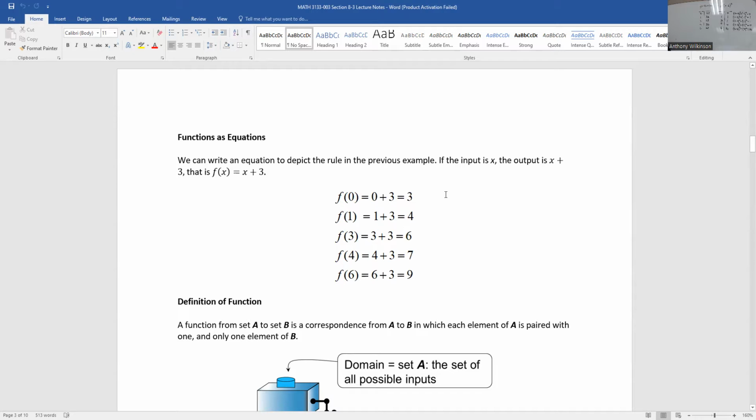So 0 plus 3 would be 3. Then for f of 1, 1 plus 3 will be 4. For f of 3, 3 plus 3 will be 6. For f of 4, 4 plus 3 will be 7. And then for f of 6, 6 plus 3 is equal to 9.